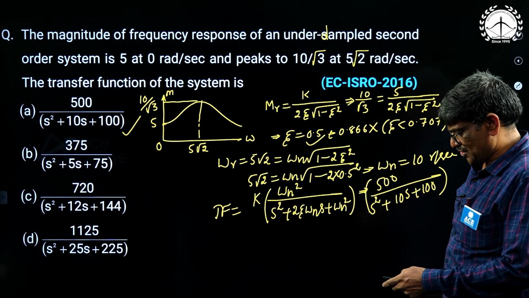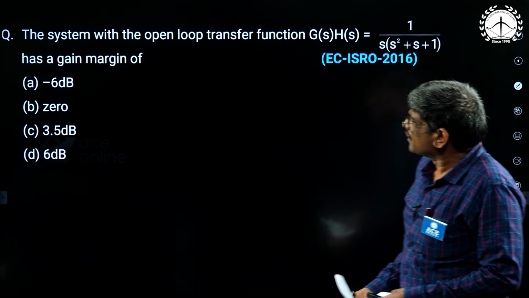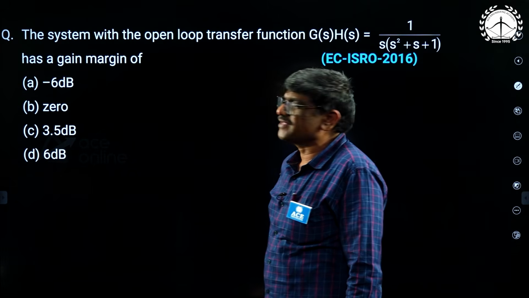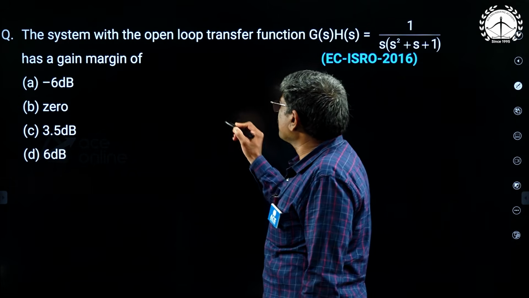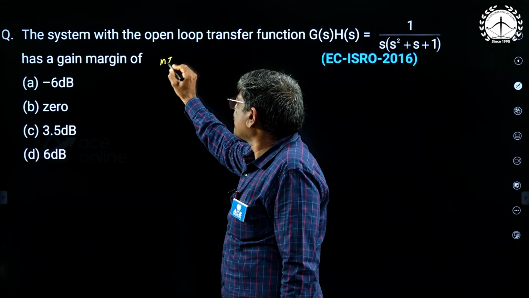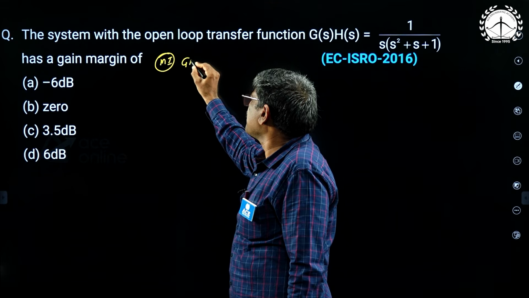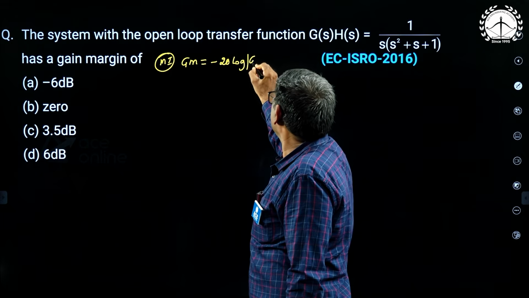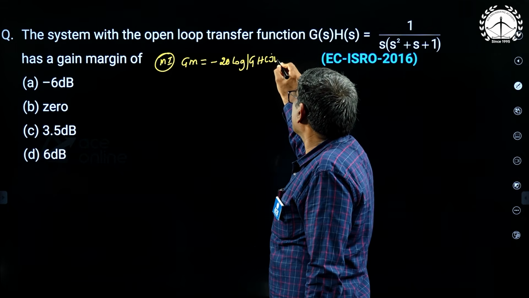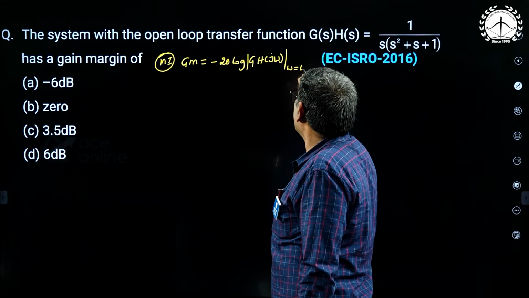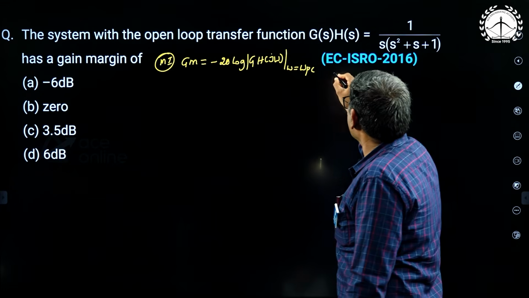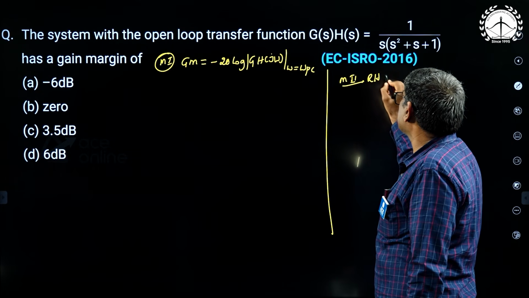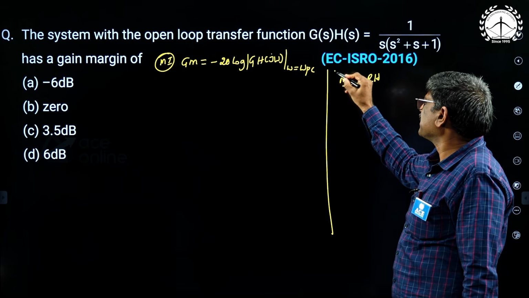Okay. Next question. So this one, the system with open loop transfer function given, they are asking the gain margin. Simply we can go by two methods. Method 1 is by procedure, that is gain margin equal to minus 20 log of magnitude of G H of j omega at omega equal to omega PC. Or method 2, we can use the RH criteria, as I discussed in the class. Simply, the best is method 2.